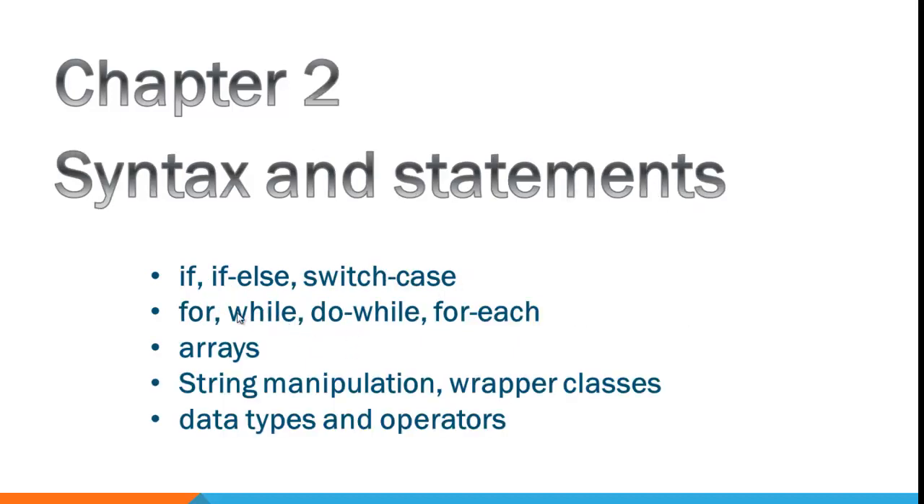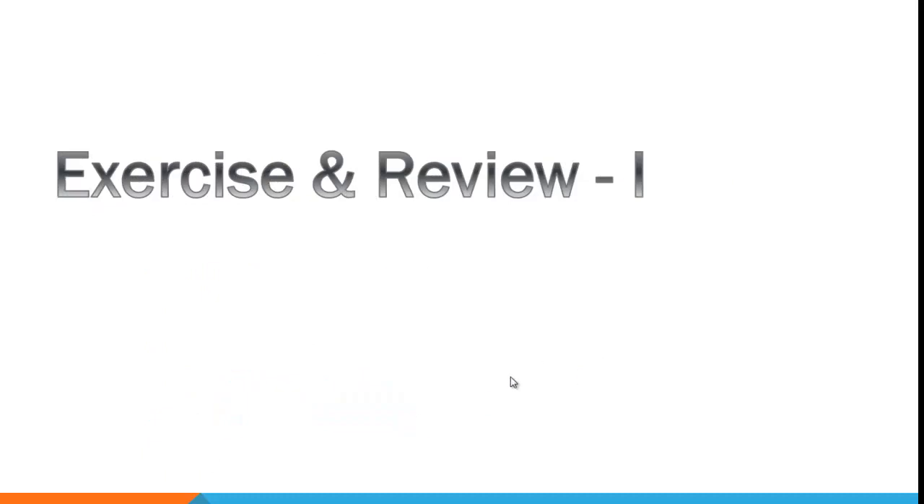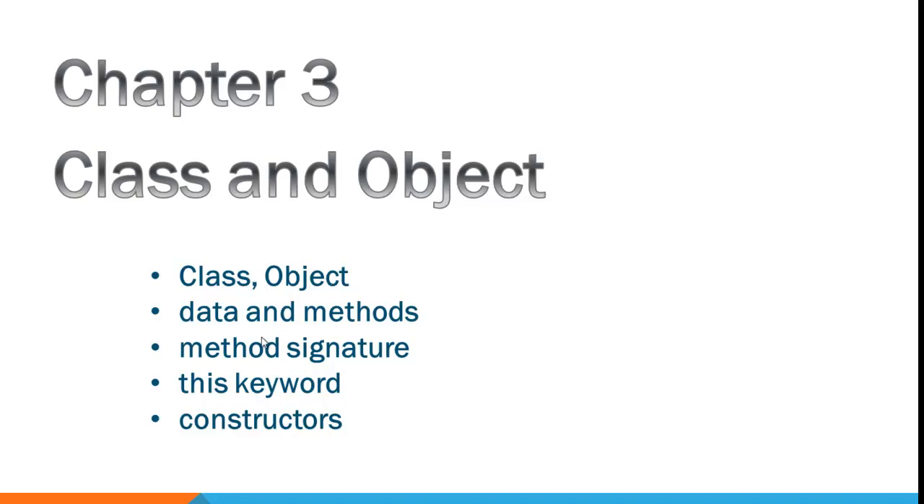In chapter 2, we will learn the basic syntax and statements that are available in Java, including data types and operators. Then we will do a few exercises and then a small review of all the topics we had done in chapter 1. In chapter 3, we are going to learn about the class and object. We are going to learn how to write a method, the method signature and constructors.